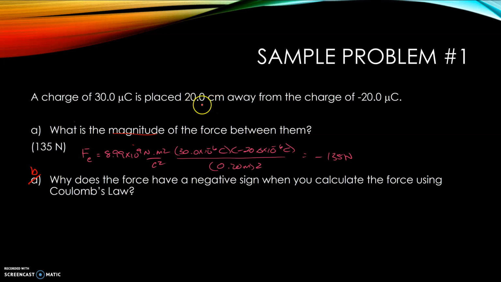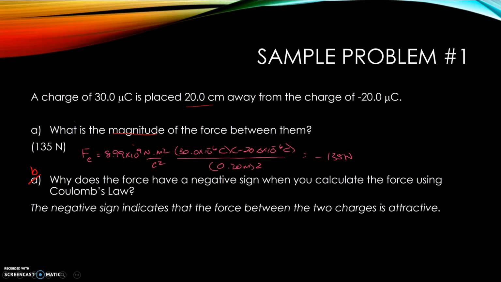Divided by, we have to use meters instead of centimeters. So it's going to be 0.2 meters squared. Okay, and we get negative 135 newtons. So the question is, okay, well, what does the negative mean? The negative sign indicates that the force between them is attractive.